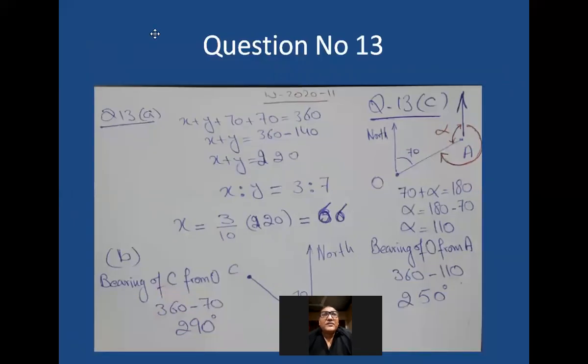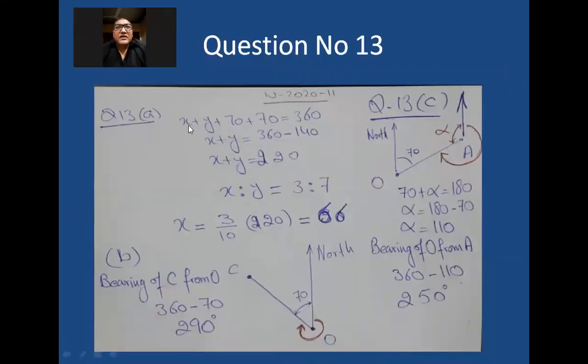So here we go. The first thing which I told you during that description: X plus Y plus 70 equals 360. So X plus Y will be 360 minus 140, so X plus Y will be equal to 220. The ratio X to Y is given, that is 3:7. So the sum of the ratio will be 10.